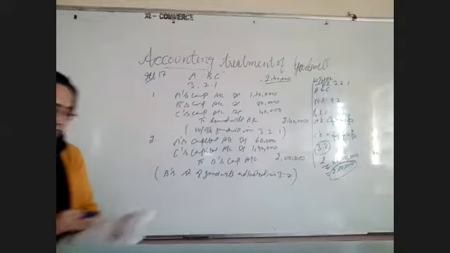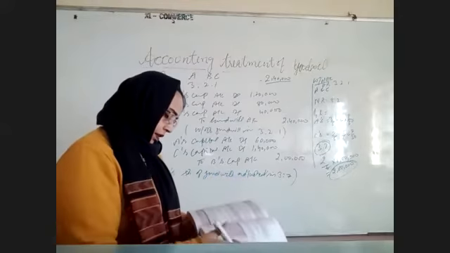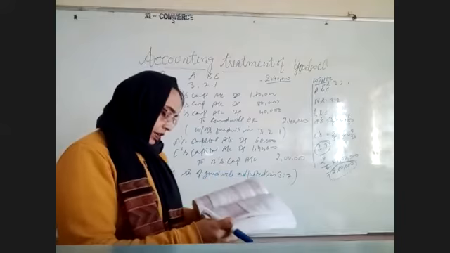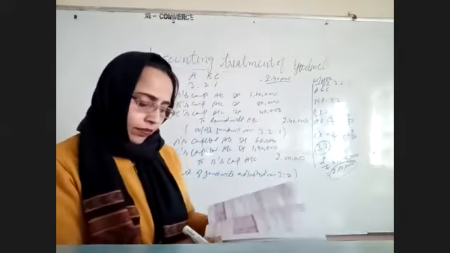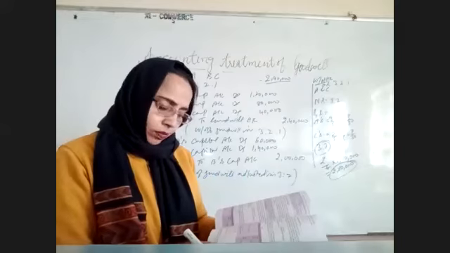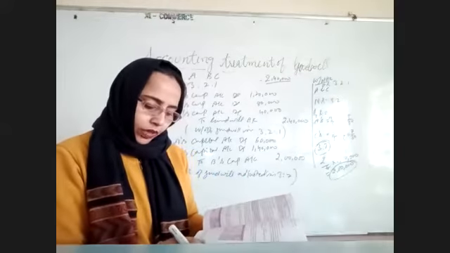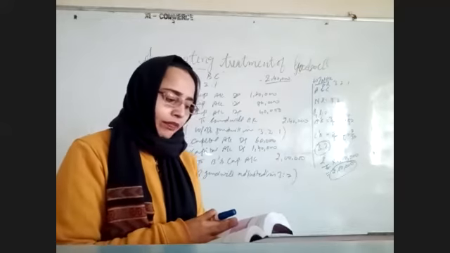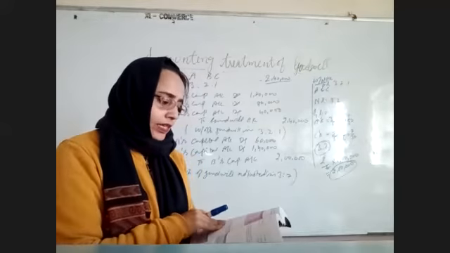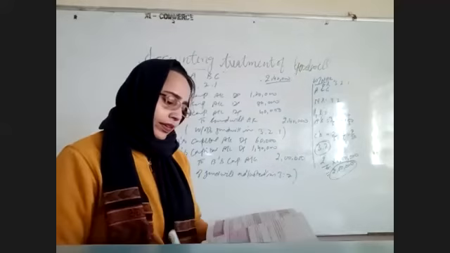Then illustration number 18. I'm reading. X, Y, and Z are partners sharing profits in the ratio 2:3:5. Goodwill is appearing in their books at the value of rupees 6 lakh. X retires, and on the day of X's retirement, goodwill is valued at rupees 4,50,000. Y and Z decided to share future profits equally. Pass the necessary journal entries.